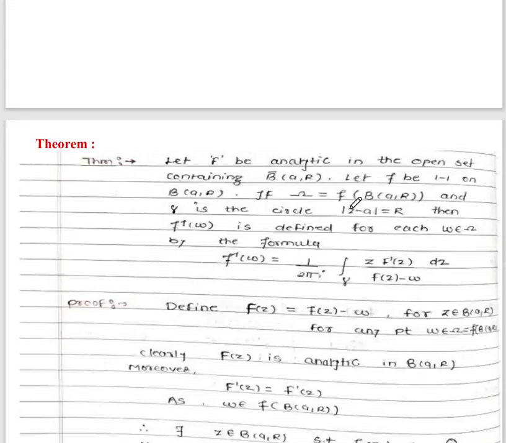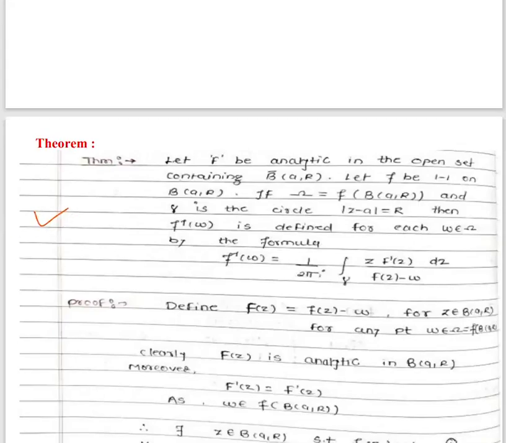If omega is the open circle with center a and radius R, and gamma is the circle |z - a| = R, then f inverse is defined for each w belonging to omega by the formula f dash of w equals 1 upon 2 pi i integral over curve gamma of z f dash of z upon f of z minus w dz. Okay, so we have to show this formula, this theorem.